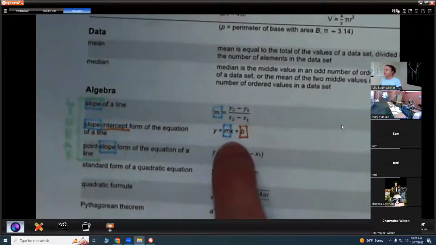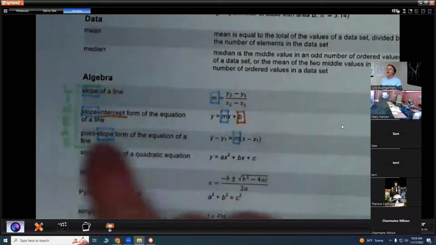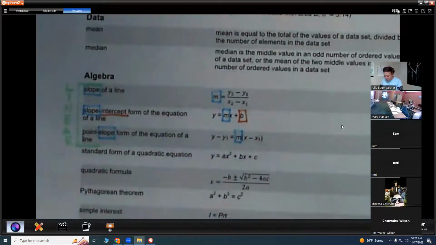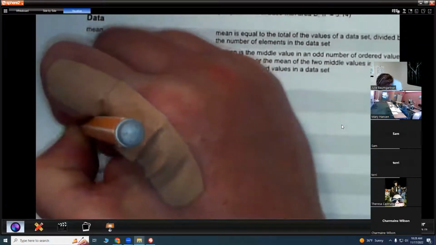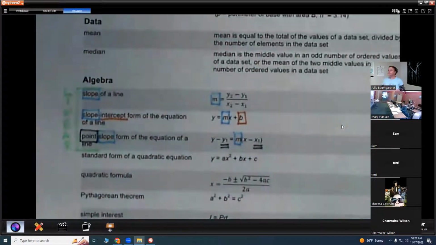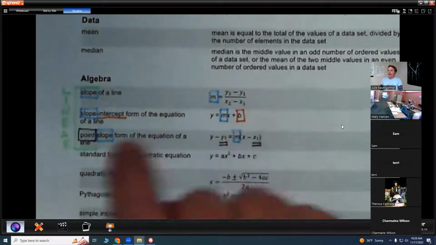All right, so that's our first form of how a line's equation might look. Our other form of a line equation is right here. Now this one is called the point. So here, rather than a B, an intercept.